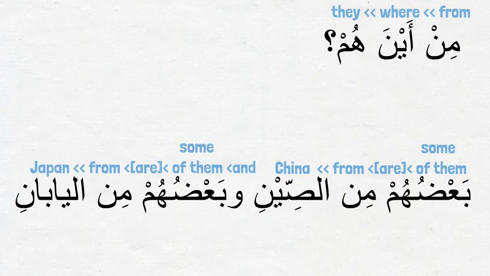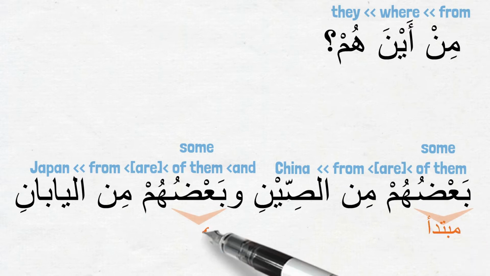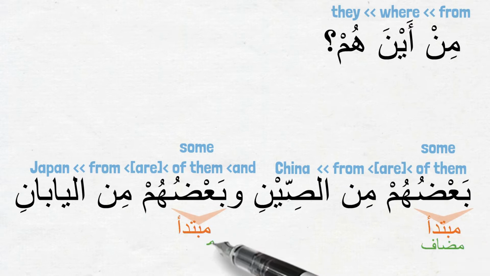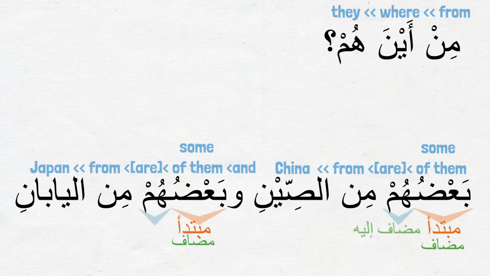We have two جملة اسمية here. In both of them, بعض is the مبتدا وهو مضاف, and ضميرهم is مضاف إليه. And the jar majrur phrases coming after are the خبر شبه جملة in the respective sentences.